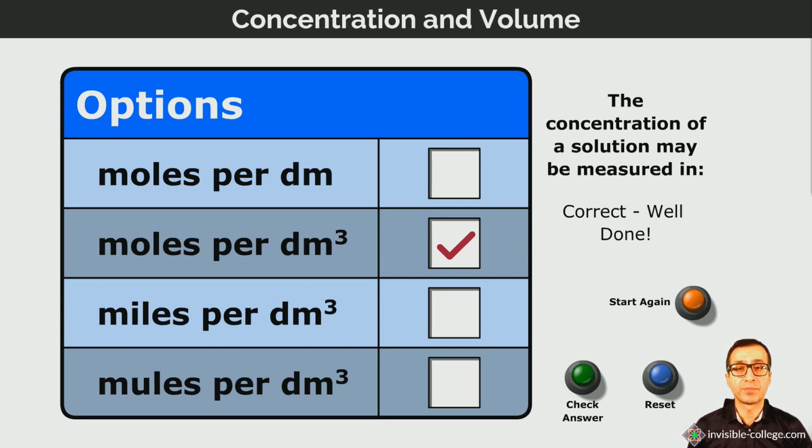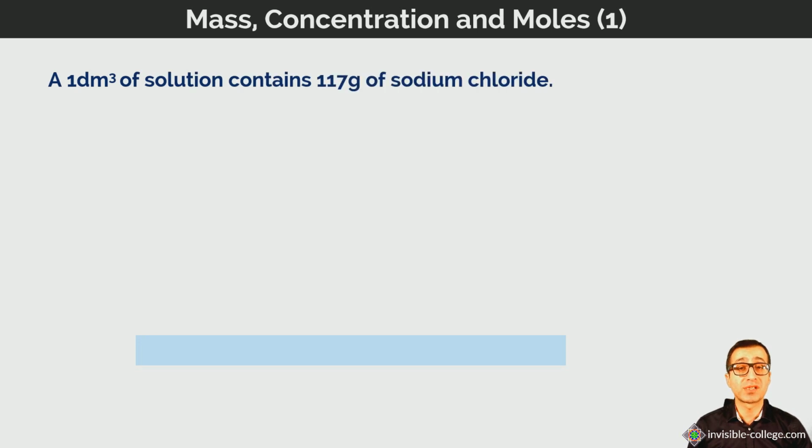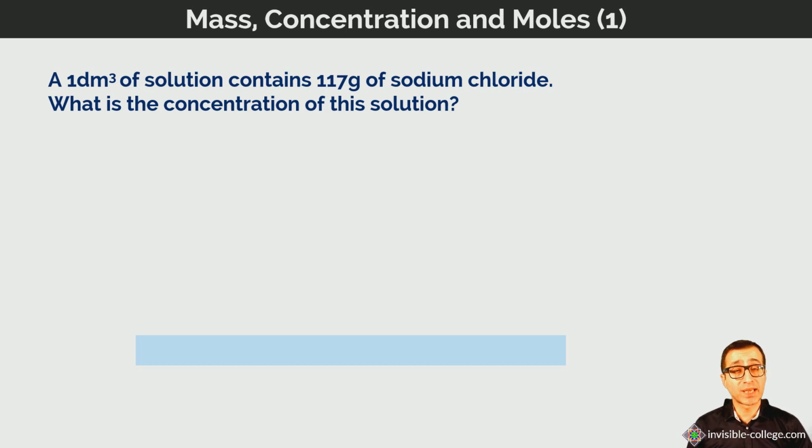So let's say 1 decimeter cubed of a solution of water, 1 decimeter cubed of water, contained 117 grams of sodium chloride to make a sodium chloride solution. So how would we calculate the concentration of this solution? Well, we could calculate it in grams per decimeter cubed, or we could calculate it in moles per decimeter cubed. If we wanted to give it in grams per decimeter cubed, then sodium chloride is the solute.